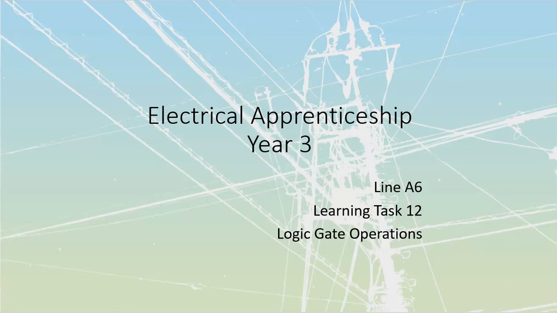All right, line A6, learning task 12. We're going to take a look at logic gate operations. Now, you've done your pre-reading because that's what you students always do. And when you've gone through it, you probably wondered what the deal was with this. It seemed like a random little bit of information to get presented inside of third year. What are you supposed to do with it, etc.